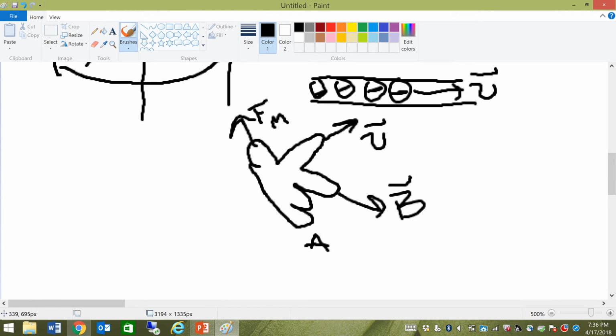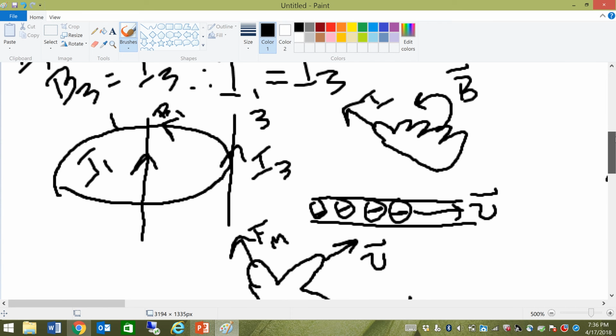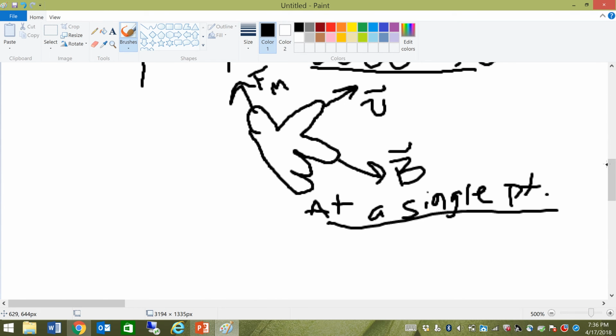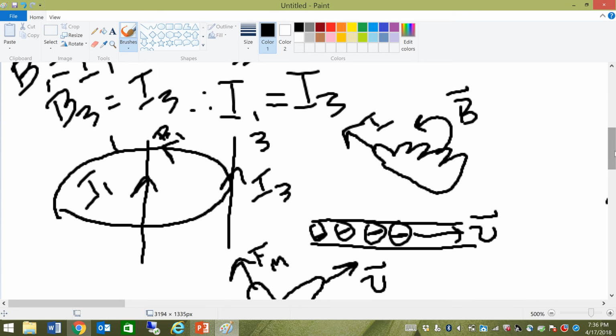This is all at a single point. It's really important, because you may be like, oh, well, B is going in a circle around the wire. Well, that's right, but this particular rule is just referring to a single point where B is tangent to that circle. Okay, so why don't we take this and apply it here?